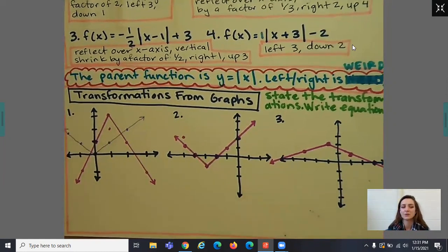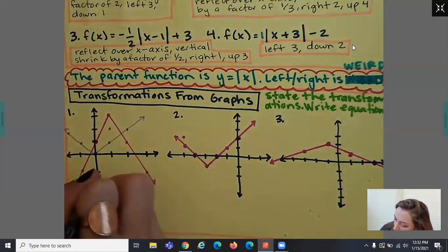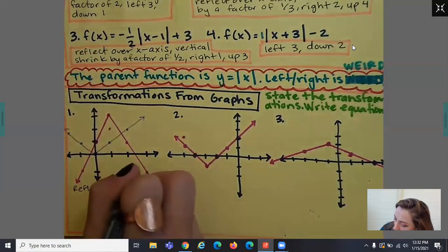The first thing that I notice when I'm looking at my pink graph here is that it's not going in the same direction. See how the regular absolute value function looks like this, and the other one looks like this? That means that it reflected over the x-axis at some point. So it went from looking like this to looking like this. So the very first thing is reflect over the x-axis.